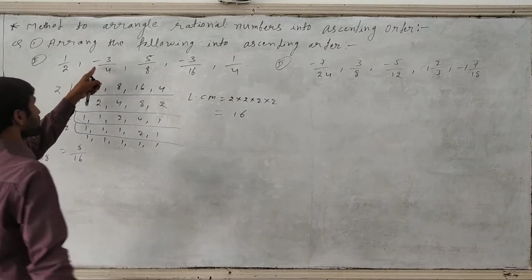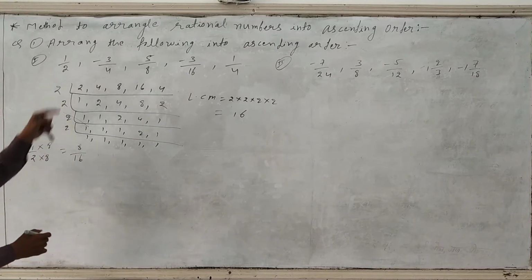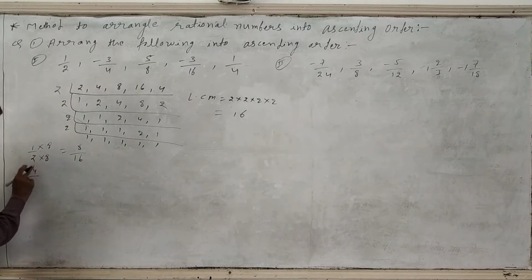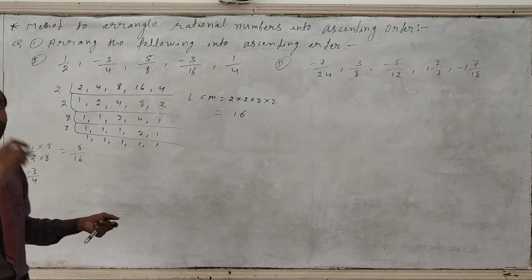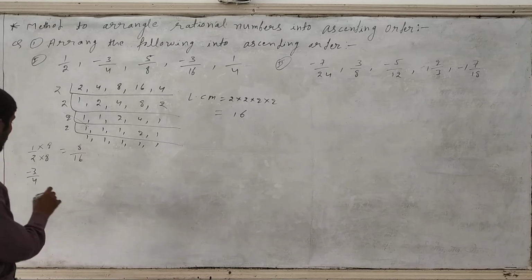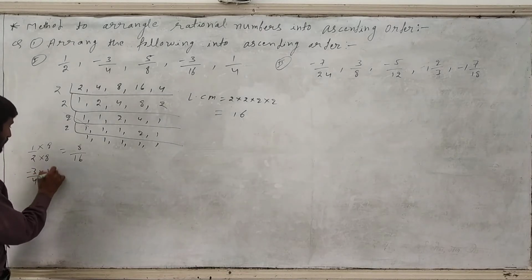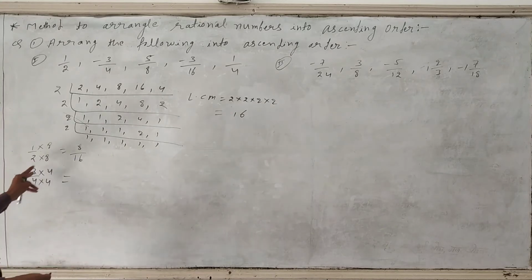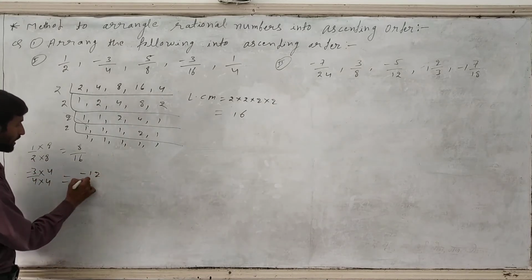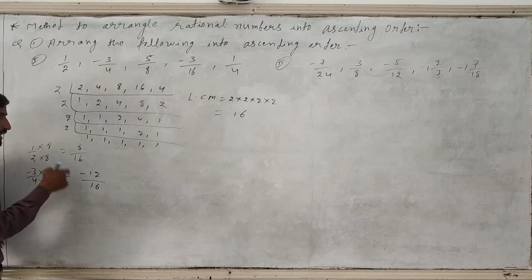Now minus 3 upon 4 is given. We have to convert the denominator to 16, so we multiply 4 by 4 to get 16. We multiply the numerator also by 4. So minus 3 into 4 is minus 12, and 4 into 4 is 16. So minus 12 upon 16. The second one is over.